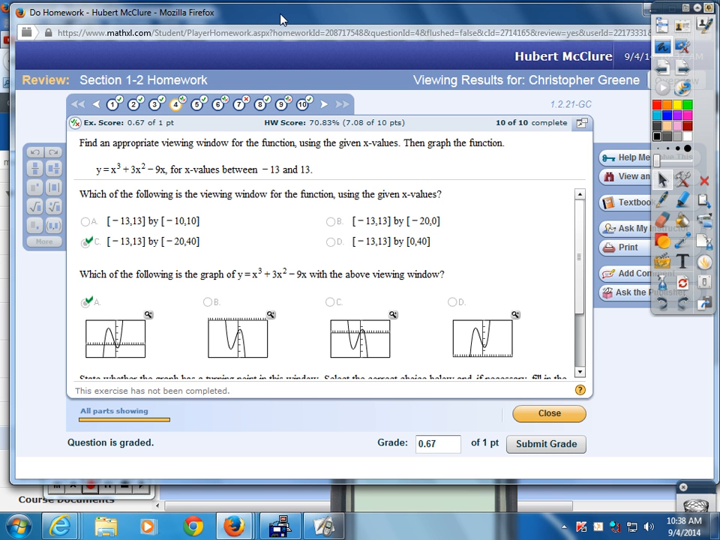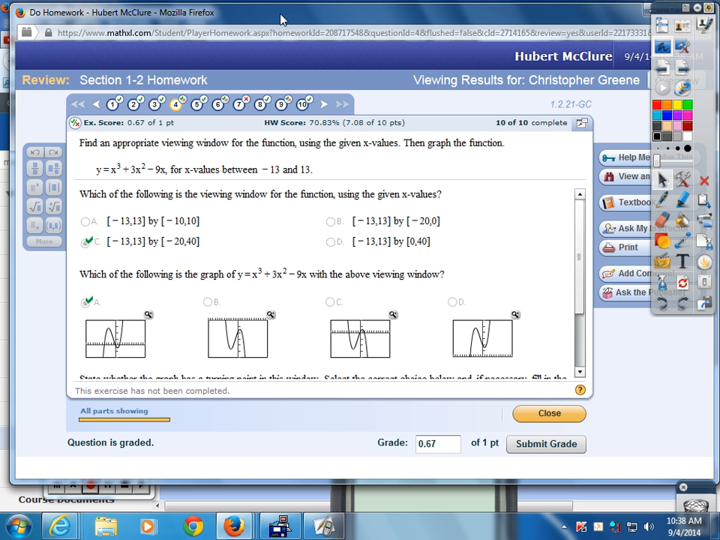All right. So, the problem is y is equal to x cubed plus 3x squared minus 9x. And they tell us that we can't use anything. We can use negative 13 to positive 13. There's our domain. The domain has been affected by the instructor or the instructions. So that's your universe from negative 13 to 13.